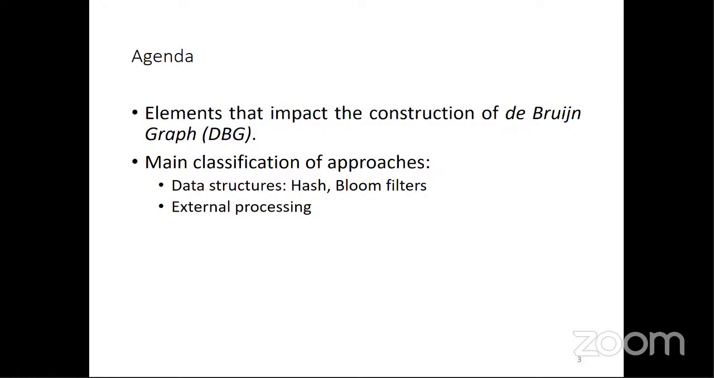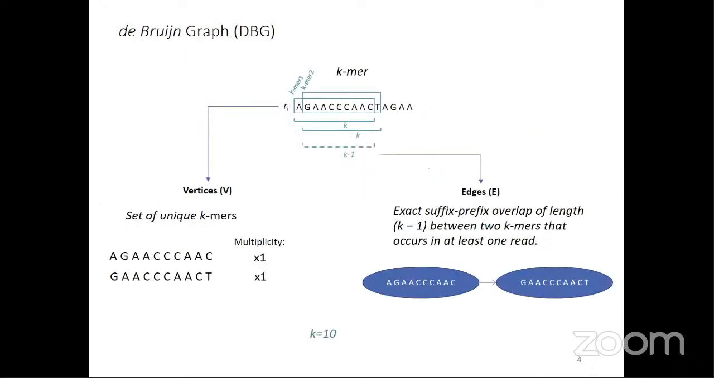For this, I will present the elements that may impact the memory requirements for the construction of the Bruijn graph, and I will also talk about the main classification of those approaches, giving more detail about some data structure optimizations, for example, data structures based on hash and Bloom filters, and external memory processing strategies.